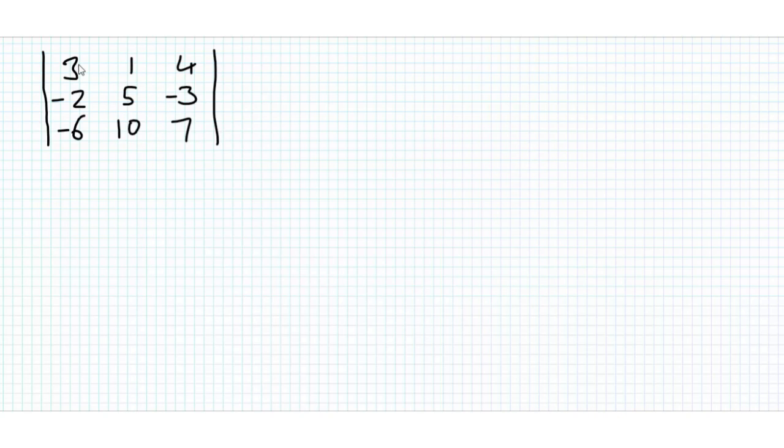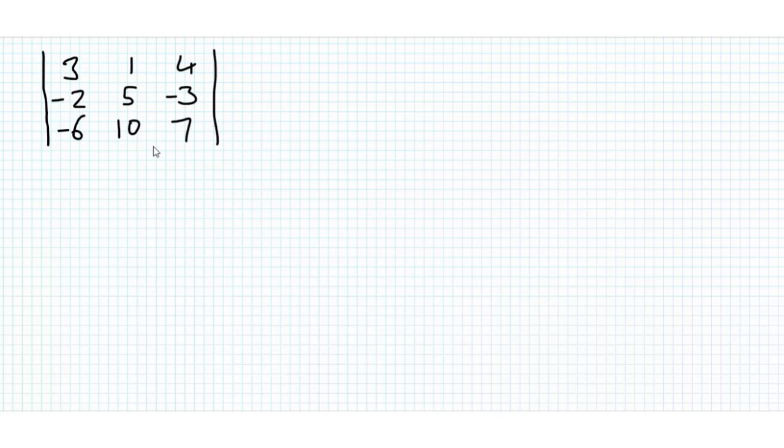So you do 3 times that determinant, and then coming across, you subtract 1 times the determinant of the 2 by 2 matrix you get by crossing out its row and column. Then you do plus 4 multiplied by the determinant of this 2 by 2 matrix here.